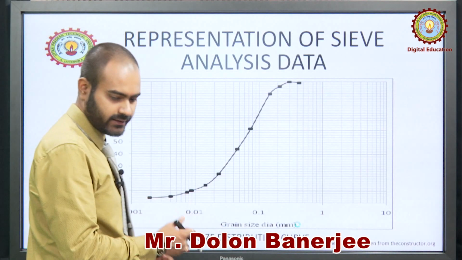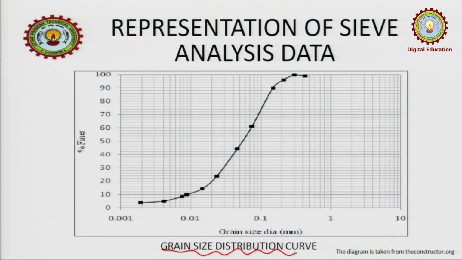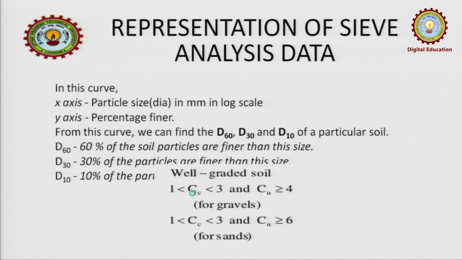So, this is the final particle distribution curve, or grain size distribution curve, for which we have been performing the experiments. This is the plot. You can see it is a semi-log graph. Here you can see this is the grain size, and this is the percentage finer. So it will obviously reach 100% in the end, starting from nearly zero and slowly increasing. In the curve, the x-axis is the particle size and the y-axis is the percentage finer. I have already shown you.